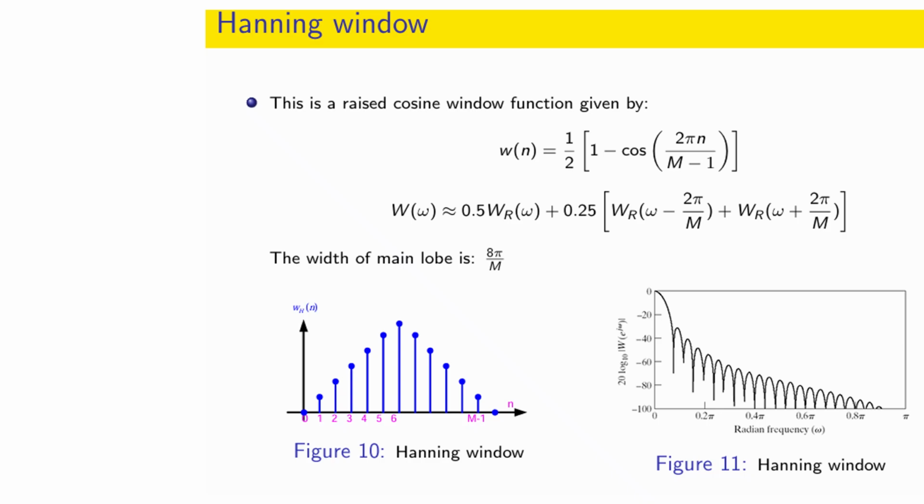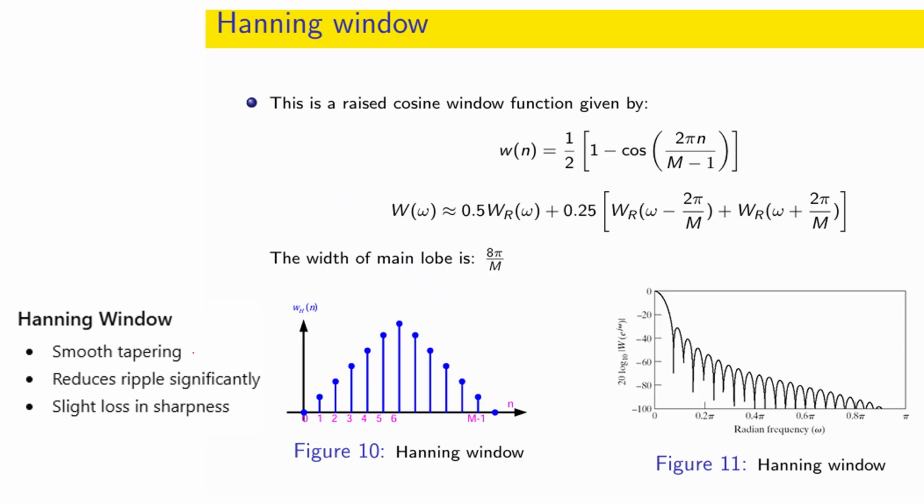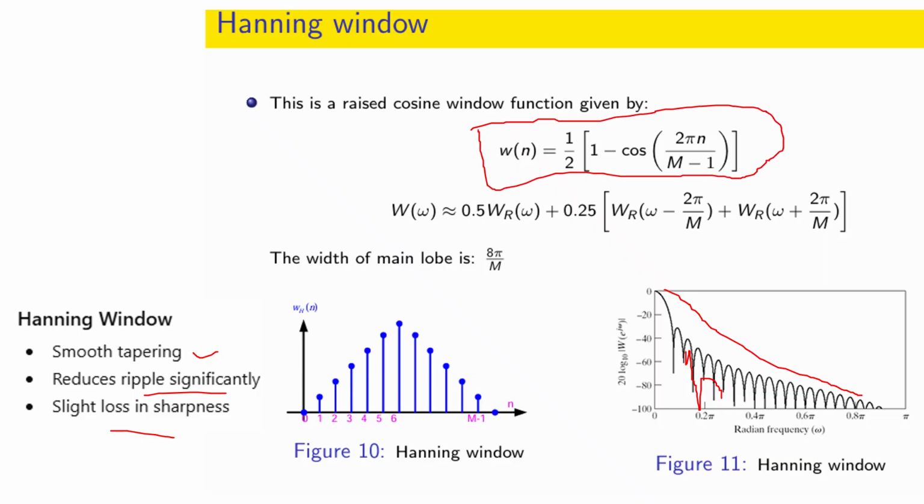So Hanning window, you can see here. Here ripple is a little bit less, right? So a smooth tapering is here. Reduced ripple, like here ripple is reducing, but still ripple is there somewhere, and a slight loss in sharpness, right? And the major thing that you should know is this w of n, right? What is this w(n)? That is equal to half of 1 minus cos of 2 pi n divided by M minus 1. M is nothing but your number. Here you can see total M, that is how many numbers of the FIR impulse response are there.